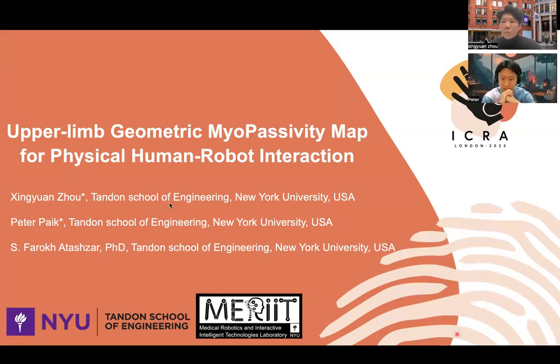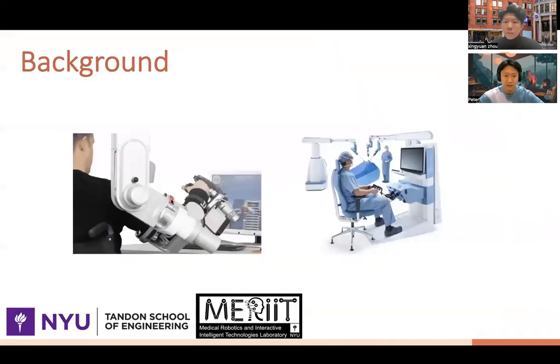Hello, everyone. Today we are presenting our paper, Upper Limb Geometric MyoPassivity Map for Physical-Human-Robot Interaction. This paper was based on research conducted at New York University.